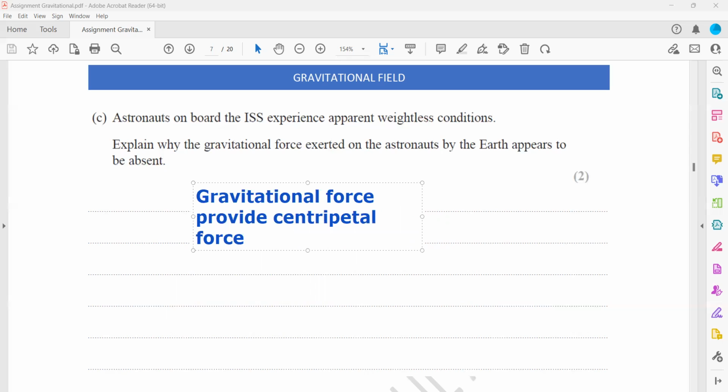The gravitational force is providing a centripetal force to move the astronaut and the International Space Station in a circular path. As a result, there will be no reaction force on the astronaut, so no reaction force on them. As a result, they will not experience any effective gravity, which is a weightless condition.